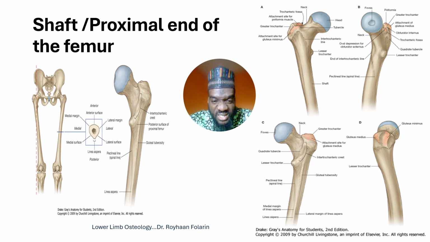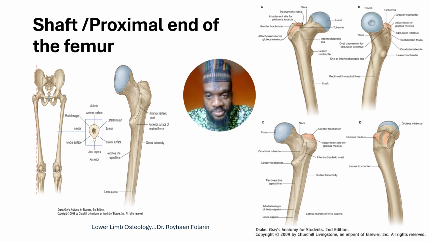So we saw the intertrochanteric crest previously, and then the posterior surface of the proximal femur, the gluteal tuberosity, the pectineal line, and then the spiral line, which branches out of the linea aspera. So linea aspera here, and then the gluteal tuberosity you have here.